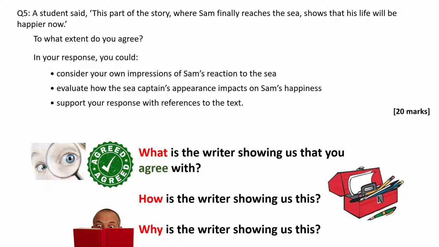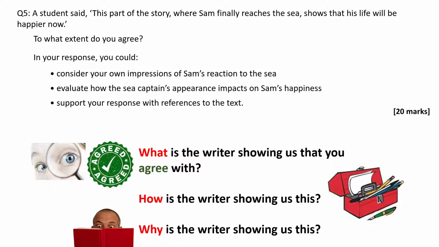What is the writer showing us that you agree with? How is the writer showing us this? And why is the writer showing us this? So the only thing that's changed is the inclusion in green of that word agree in the first question. For every point you're going to make, for everything you're going to put under the magnifying glass, which is why that picture of the magnifying glass is there, you're going to pick things that you are agreeing with.